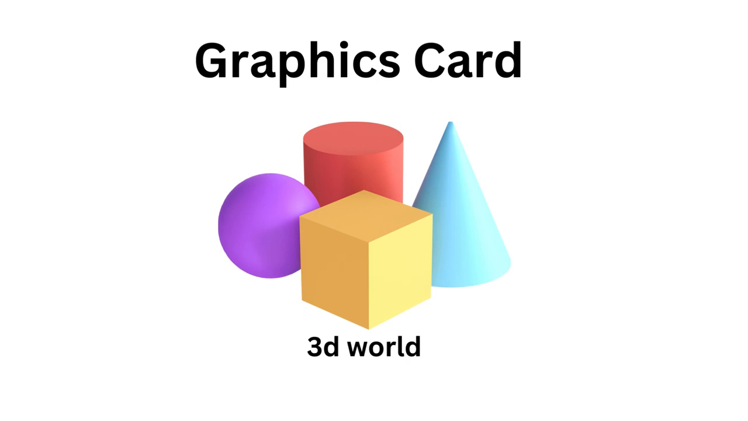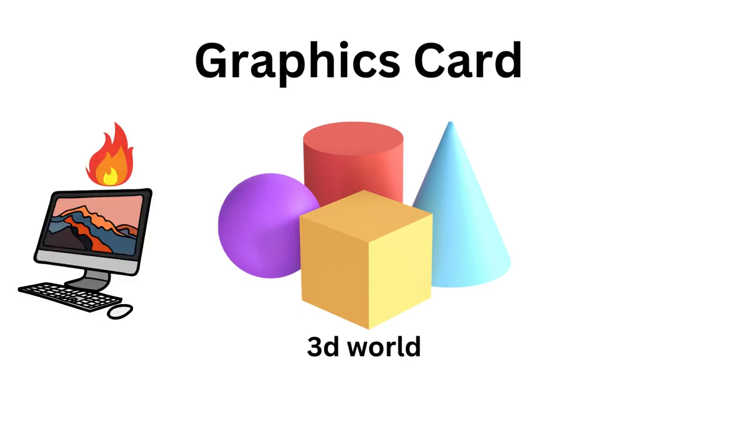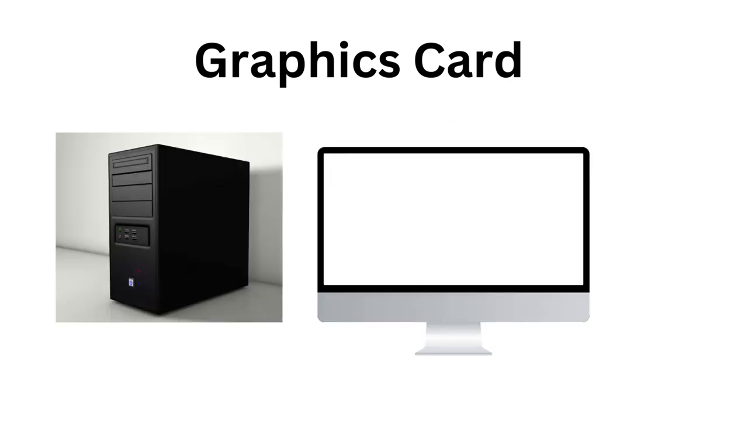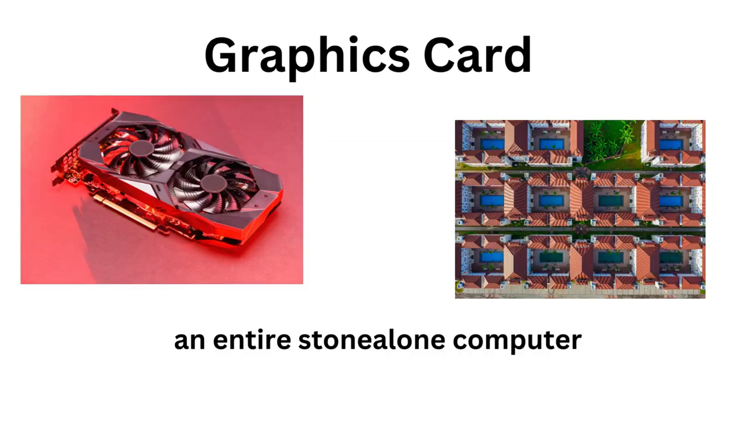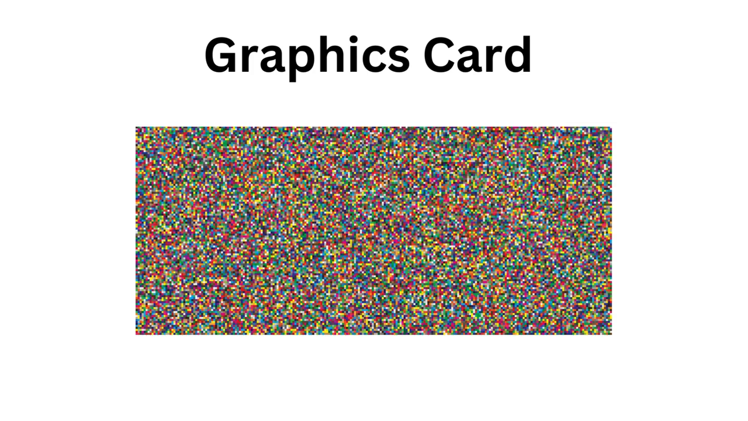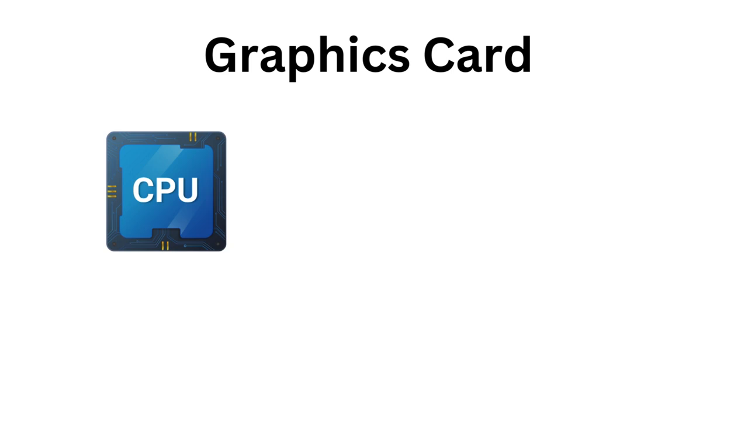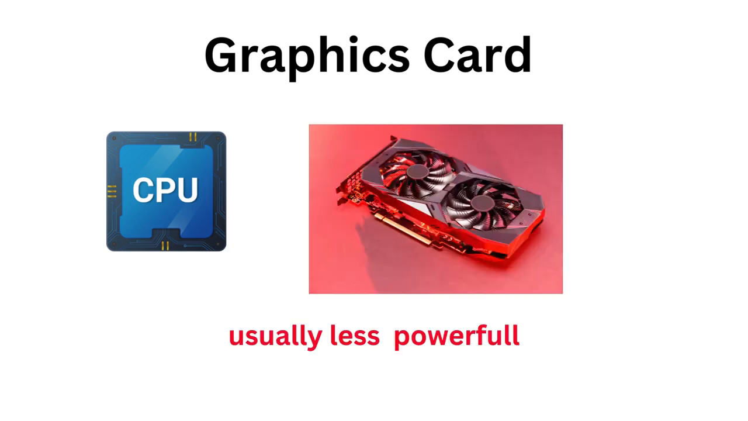Graphics card. To create 3D worlds from complex calculations, the computer has to do a massive amount of work, but a really difficult part comes in when it's time to show those worlds on your screen. This is where the graphics card comes in, which is basically an entire standalone computer dedicated only to showing the right things on your screen, deciding which pixels need to light up and in what color. Some CPUs already come with an integrated graphics card, but they're usually less powerful than a normal, single graphics card.